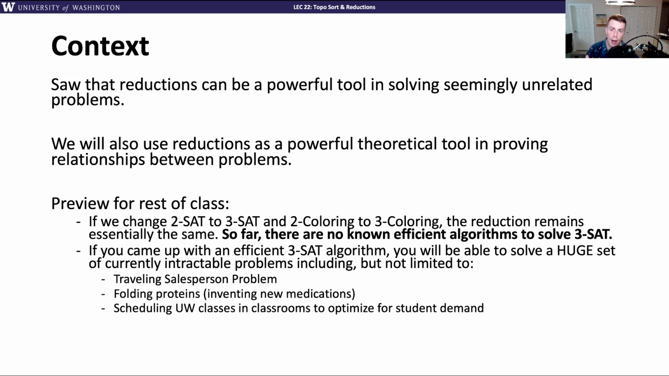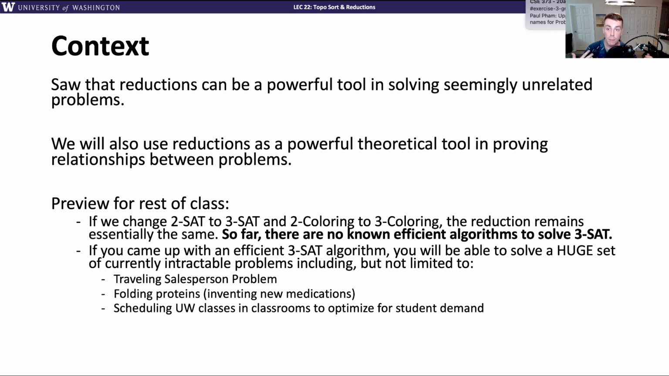So another kind of weird thing that comes from this fact that 3sat doesn't have any known efficient solutions is also kind of unintuitively, if you came up with an efficient algorithm for 3sat, just suppose you're able to come up with one, then you would get, in some sense, for free, solutions to a huge set of currently intractable problems that we currently don't have efficient algorithms for. These problems include, but are not limited to, the traveling salesperson problem that we talked about on Friday.